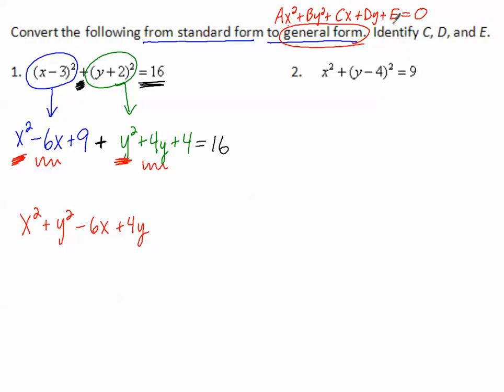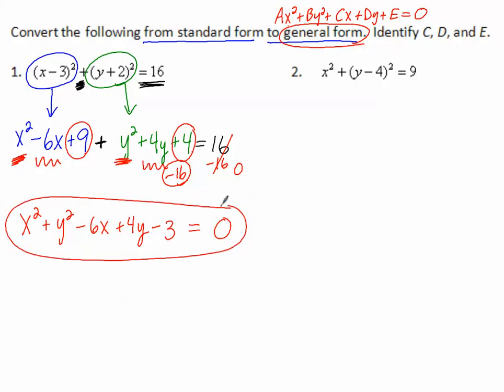Lastly is the constants. Plus 9 is a constant, plus 4 is a constant, but I'm going to have another one because I need this to say equals 0. How do we do that? Subtract it. Minus 16, but I do it on both sides. This side will be 0. This side has another constant now. So what is 9 plus 4 minus 16? 9 plus 4 is 13. Take away 16, get negative 3, and then equals 0. And there is our general form.